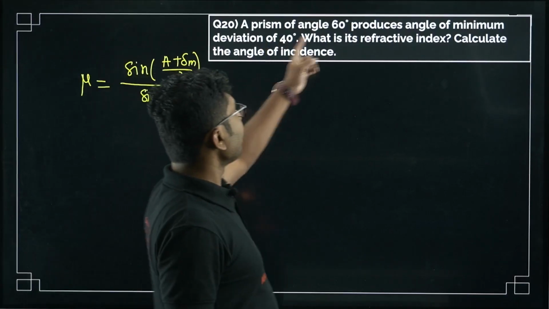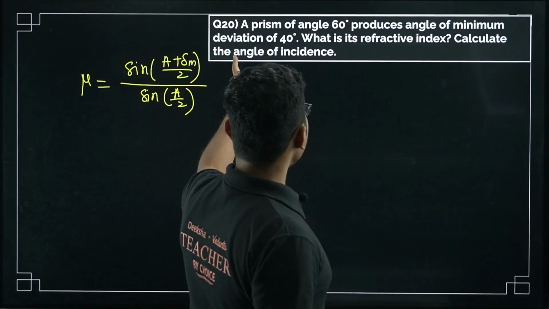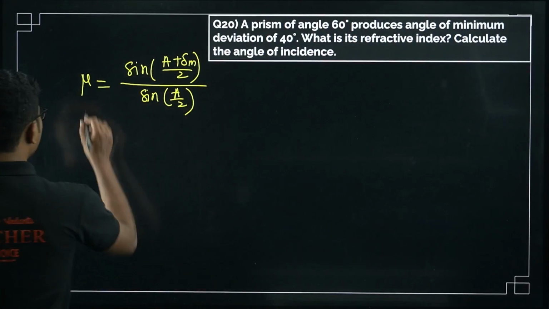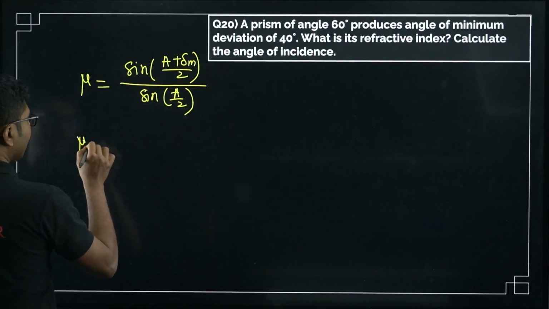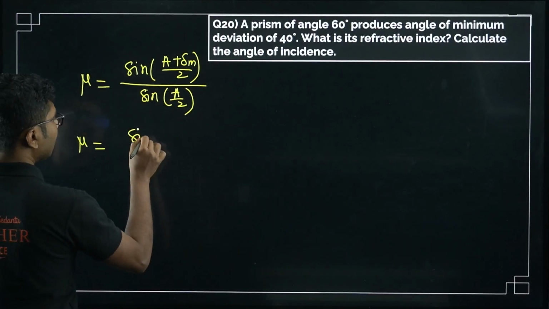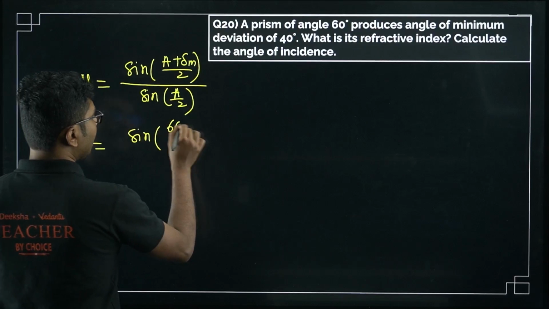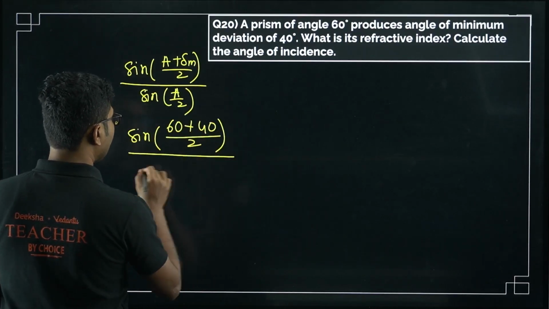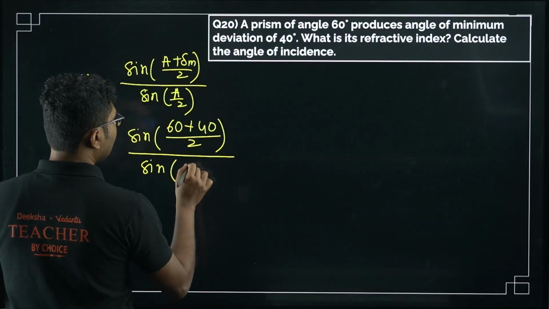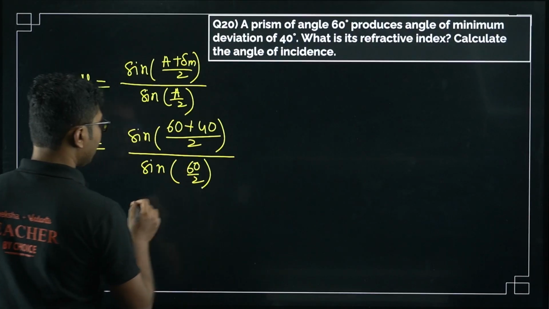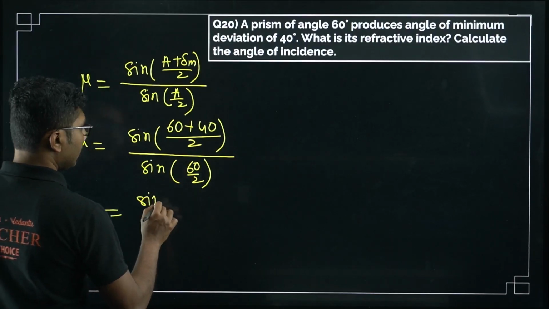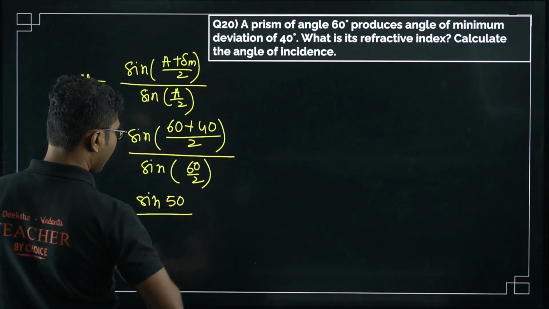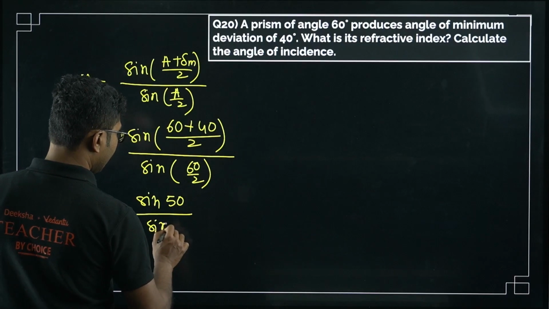Okay, prism angle is given 60 degrees and angle of deviation is given 40 degrees. So you have to calculate the refractive index first. So refractive index is basically sine of (60 plus 40) divided by 2, divided by sine of 60 by 2, that is sine 100 by 2, that is sine 50 divided by sine 30.